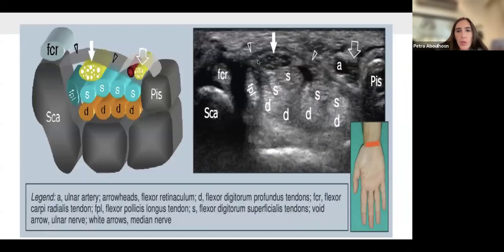This is a cool slide just to show you the median and ulnar nerve, and I think you have a good separation of the flexor retinaculum, and you can see how it encapsulates this to make it the Guyon's canal. And this is the median nerve right here. And the FCR is outside the carpal tunnel.